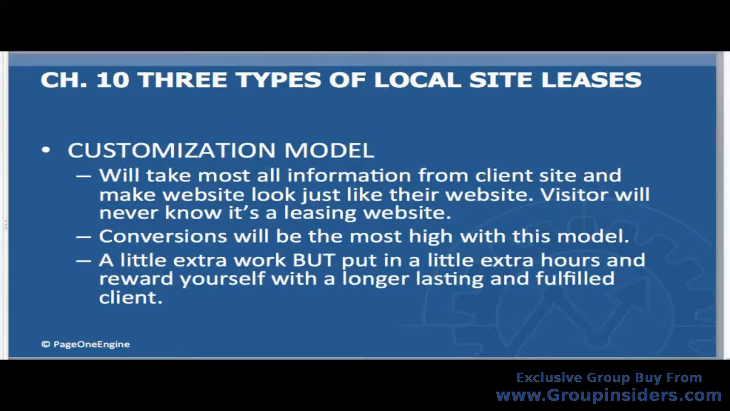Okay, lastly, we have the customization model. Now, this is where we camouflage our digital asset with the client's website. We want to take all their main photos, videos, their logo, and also some key about text and throw it onto our digital asset. We also want to brand this site as much as possible so the user thinks this website is actually the plumbing company's website or whatever company you're dealing with. Now, the visitor will never know it's a leasing website.